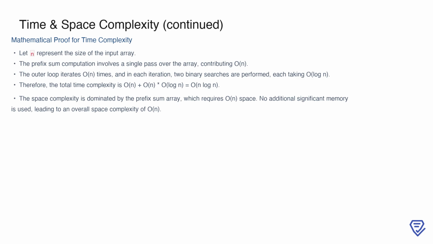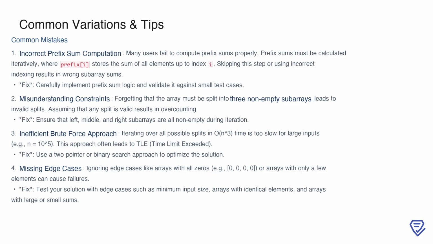Since no other significant memory is used, the overall space complexity also remains O(n). This proves that the algorithm achieves the desired balance of efficiency in both time and space. When solving this problem, there are a few common mistakes to watch out for. First, incorrect prefix sum computation is a frequent issue.